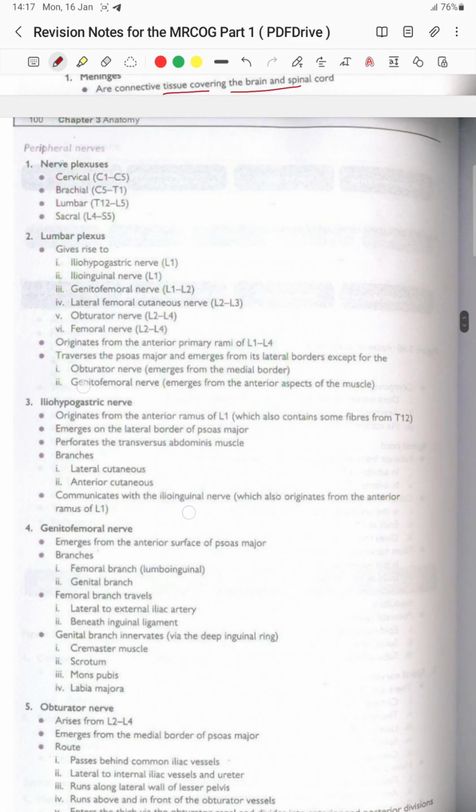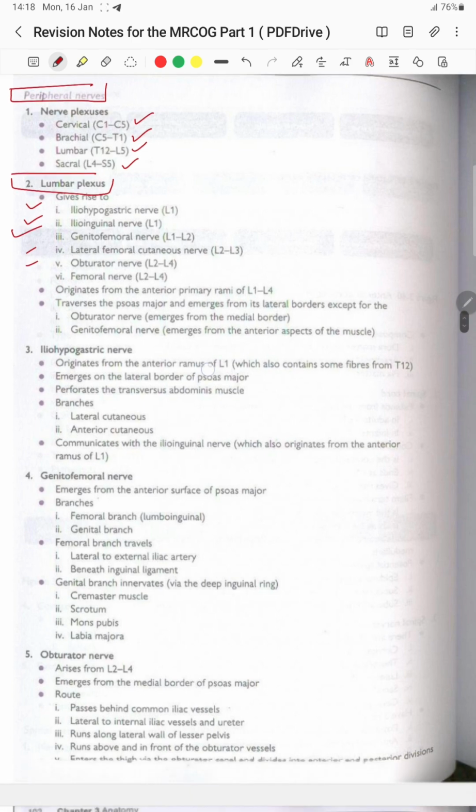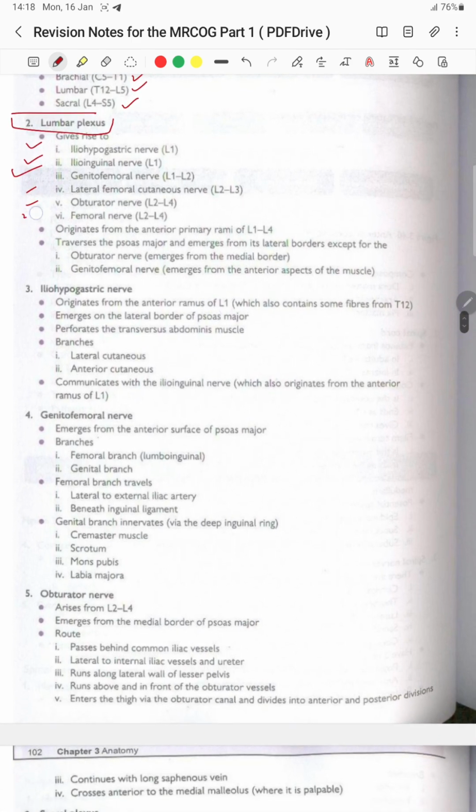The nerve plexus, the peripheral nerves, the nerve plexus, the cervical are C1 to C5, the brachial is C5 to T1, lumbar is T12 to L5, and sacral is L5 to S5. Now the lumbar plexus, they give rise to the iliohypogastric nerve L1, ilioinguinal nerve L1, and genitofemoral nerve L1 and L2, and the lateral femoral cutaneous nerve L2 and L3, and obturator nerves L2 to L4, and the femoral nerves L2 to L4. They originate from the anterior primary rami of the L1 to L4.